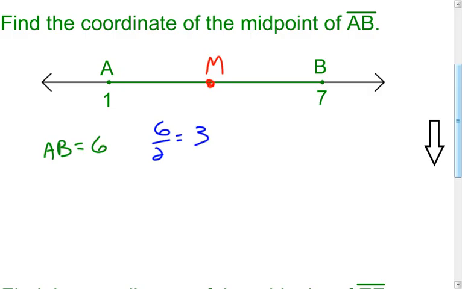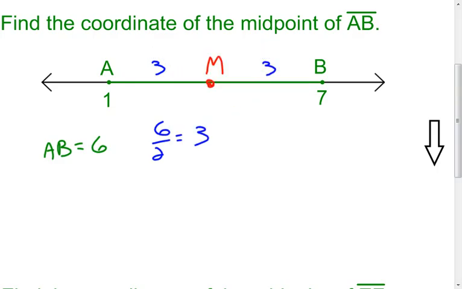Does that mean that m is at 3? Well, that doesn't really make sense, because then from 1 to 3 is 2, but from 3 to 7 is 4. No. This 3 that we got from here, that's the length of segment AM. It's also the length of segment MB.